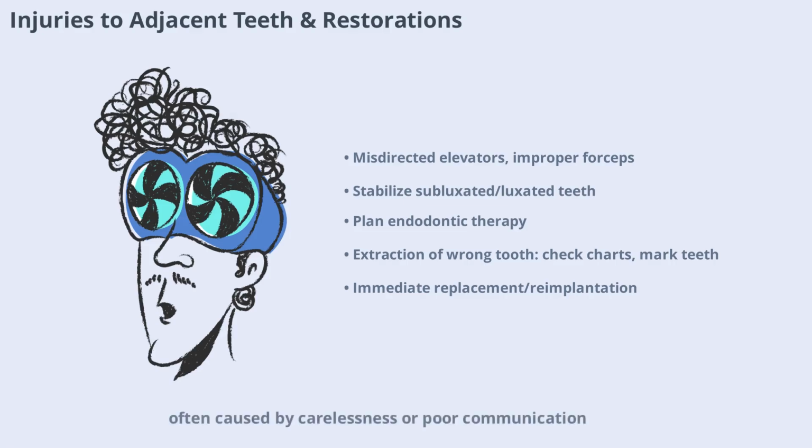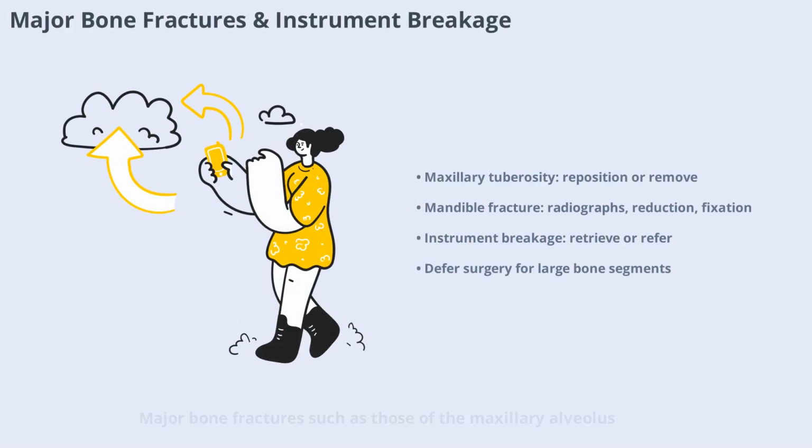Extraction of the wrong tooth is a serious error, often caused by carelessness or poor communication, especially in orthodontic referrals. Management includes checking charts, marking teeth with indelible pencils, informing the orthodontist and patient, and immediate replacement or reimplantation if possible. Major bone fractures, such as those of the maxillary alveolus, tuberosity, or mandible, are rare but serious complications.